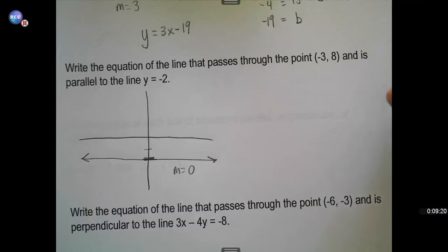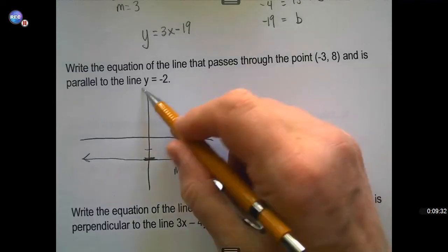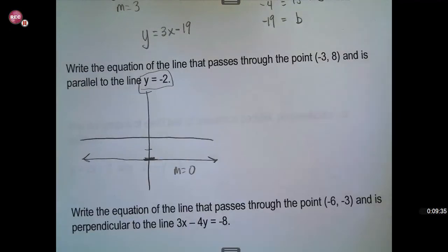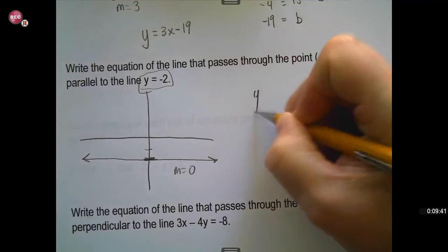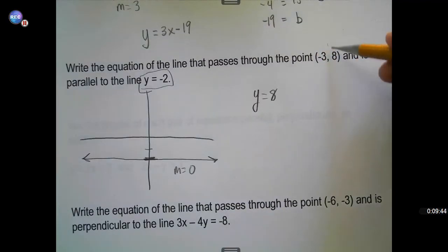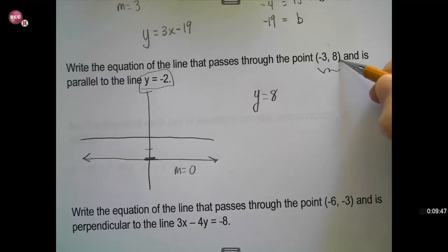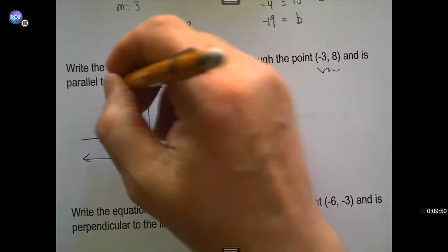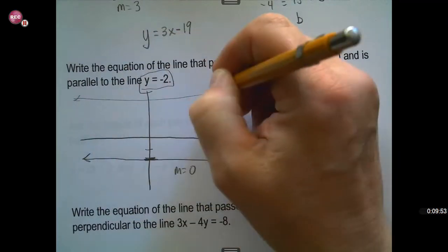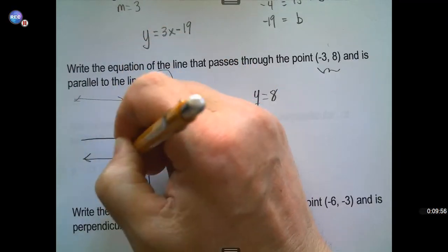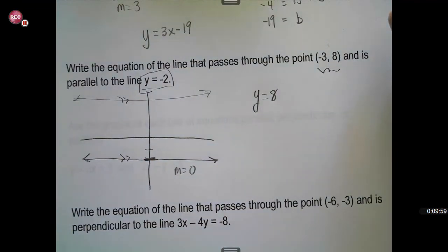But the real question is, what kind of line is parallel to a horizontal line? And the answer is the line that's parallel to a horizontal line is another horizontal line. And horizontal lines are y equals lines. So the quick and easy answer to this is the line parallel to it is y equals 8. Because in my ordered pair that they gave me, that's the y-coordinate. So it has to be this horizontal line way up here at y equals 8 that is parallel to this horizontal line way down here at y equals -2.